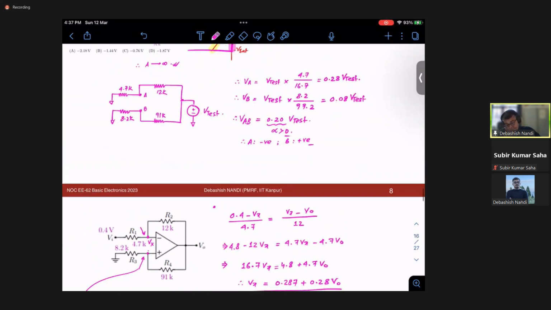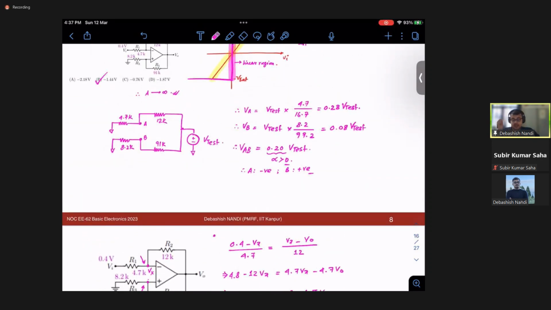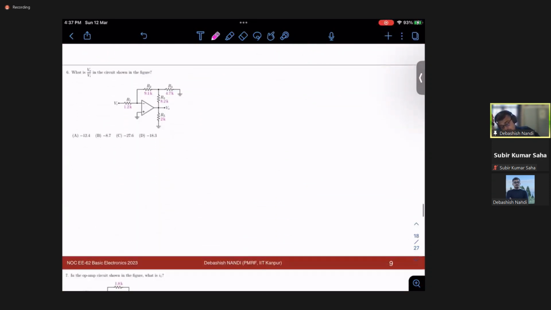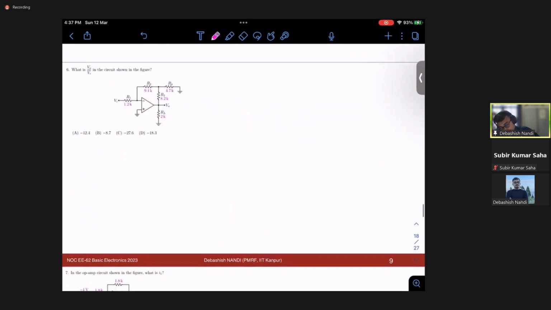Right. So this is your right answer. So moving on to the next problem. In this problem number 6, in the circuit shown in the figure, what is the gain?